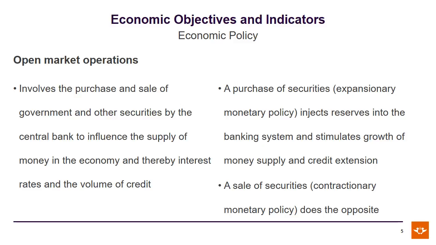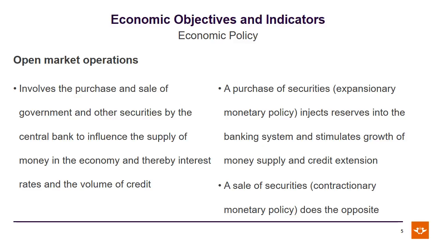Expansionary monetary policy involves increasing the supply of money. This is done by the central bank buying securities. This puts money into the economy, increases the supply of money, decreases interest rates, which is the cost of money, and stimulates credit extension and growth because credit is now cheaper.